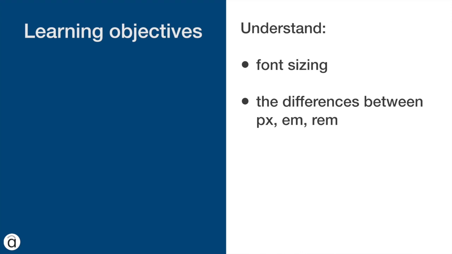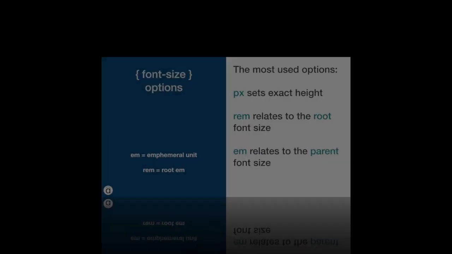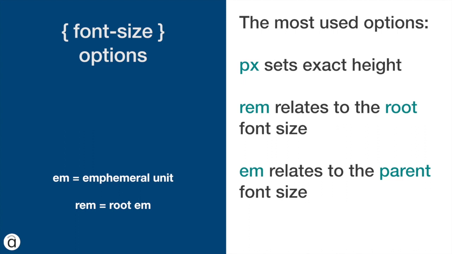So the learning objectives on this one are to understand font sizing and the differences between the three most popular options: PX for pixels, EM and REM. So let's crack on. They are the most used options, and PX stands for pixels, but effectively it's like dots per inch on the screen. And PX sets the exact height, and we'll see that in action in a moment.